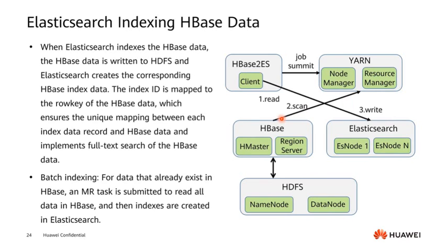And Elasticsearch can index data stored in HBase. The figure on the right side shows the process. When Elasticsearch indexes the HBase data, the HBase data is written to HDFS, and Elasticsearch creates the corresponding HBase index data. The index ID corresponds to the row key of the HBase data. This ensures that each index data is unique and HBase data can be searched in full text. Batch indexing is used to read all data in HBase by submitting a MapReduce task and create indexes in Elasticsearch.